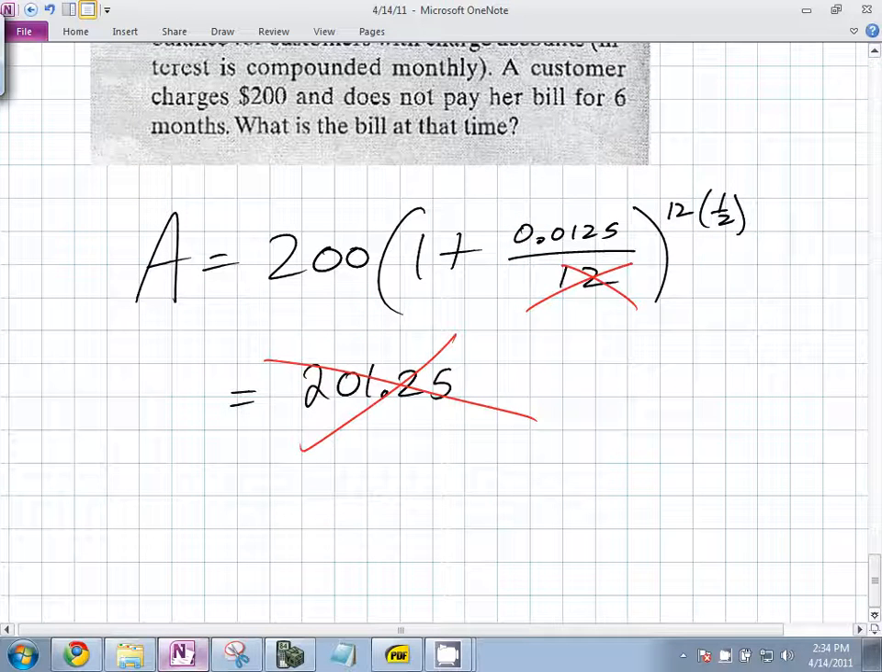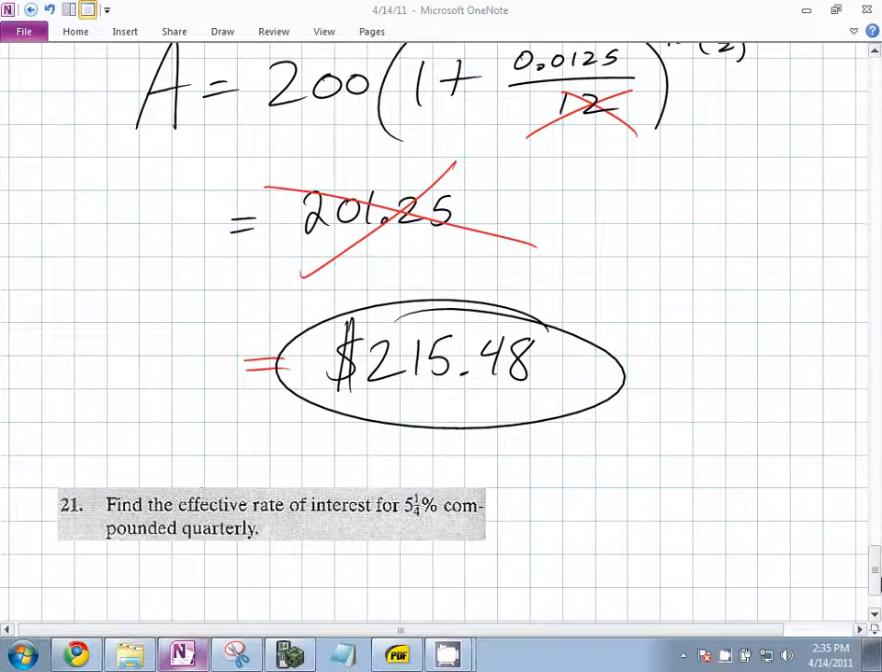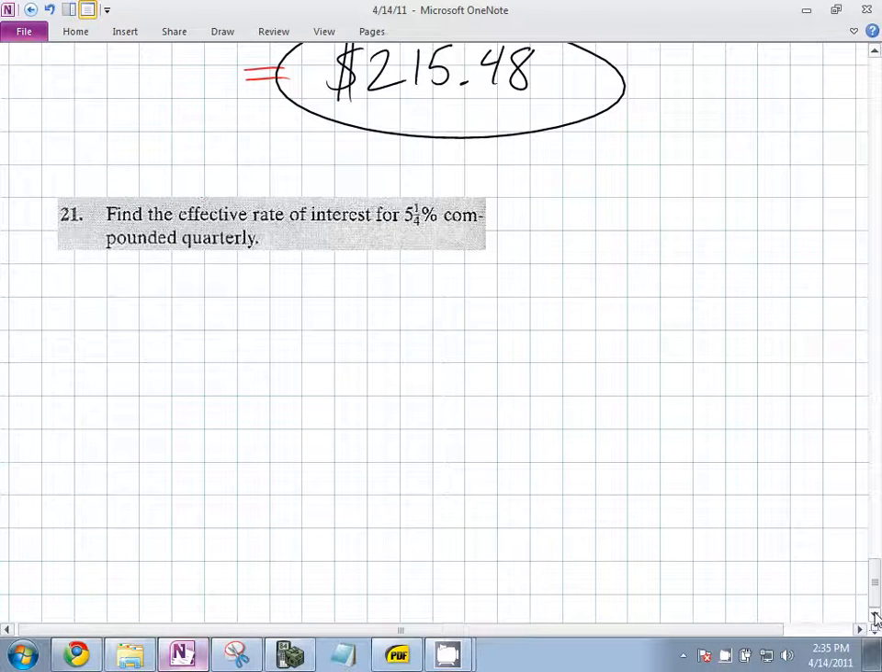So if you do this, could someone do that on their calculator and tell me what it actually is? Right, Neo. We're at Neo. Rate of interest. What does effective rate of interest mean? Exactly. What it would be if it was just yearly. What would the interest be if it was just yearly?